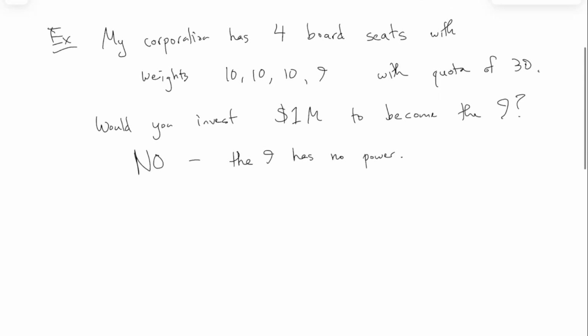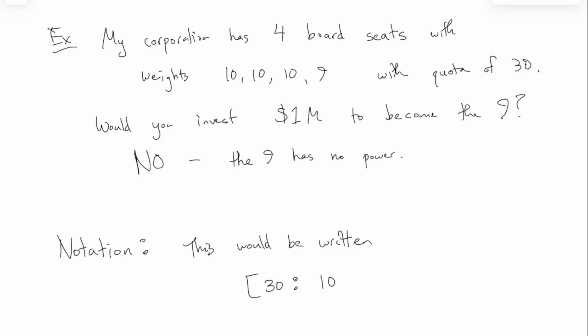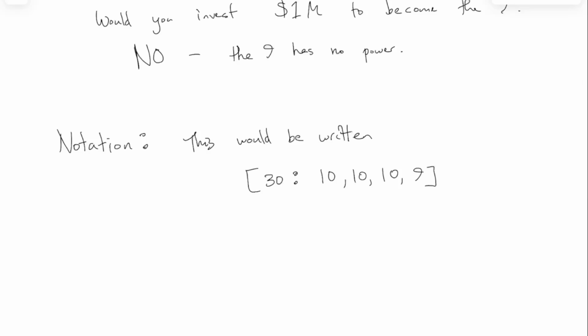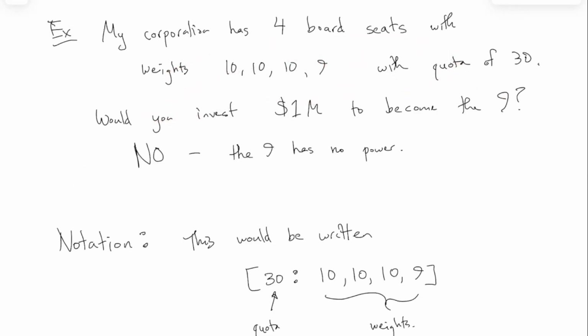These situations, we're going to talk about examples like this all the time, and I don't really want to write all of these words every time, so here's just a notation. So that system that I just discussed would be written like, we put this in a bracket, 30 colon 10, 10, 10, 9. When you see that, this is a substitute for all those words that I just said. So this means I'm describing a system where the first number you see is the quota, and then these numbers, in this case there are 4 of them, but there could be some other number, are the weights. So this is how we're always going to write this system.